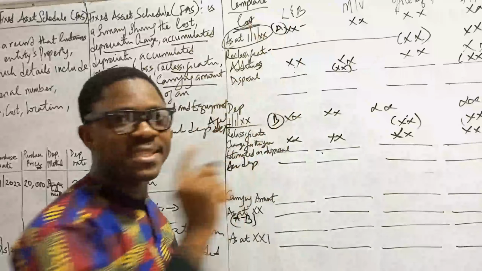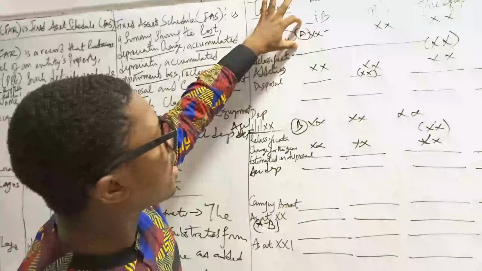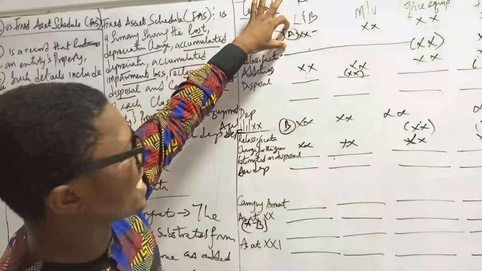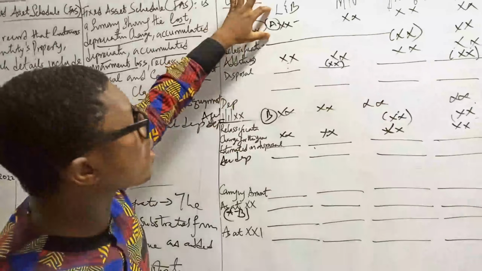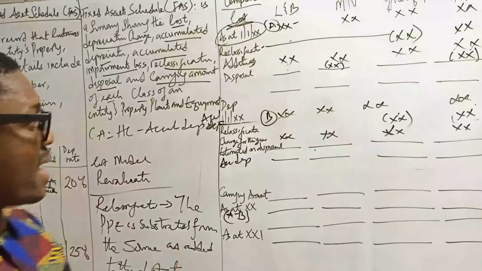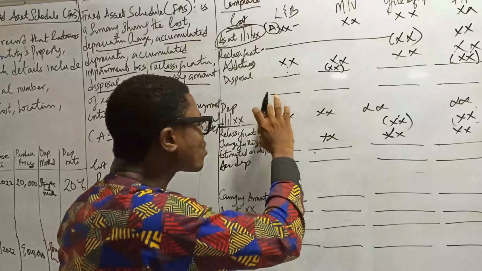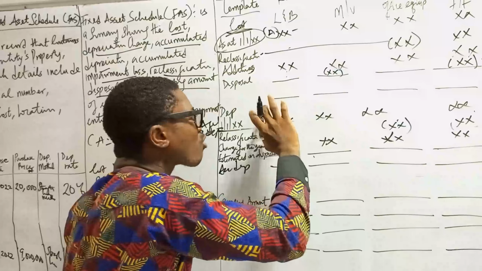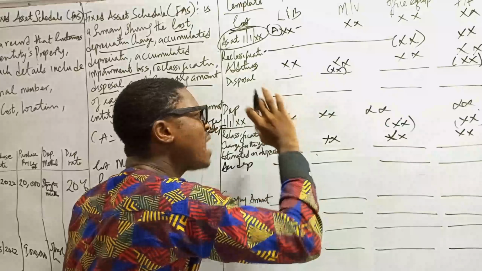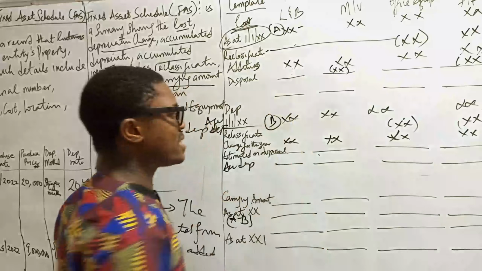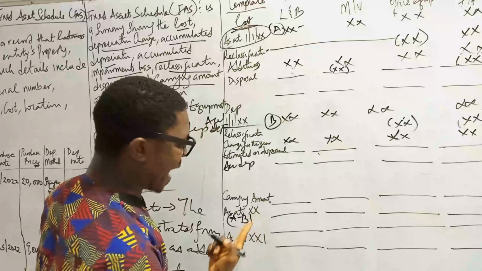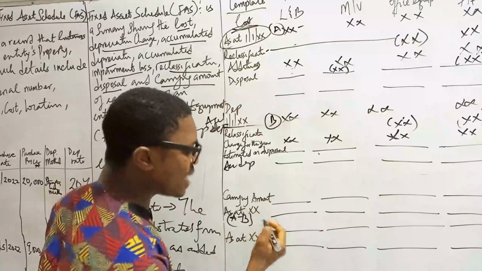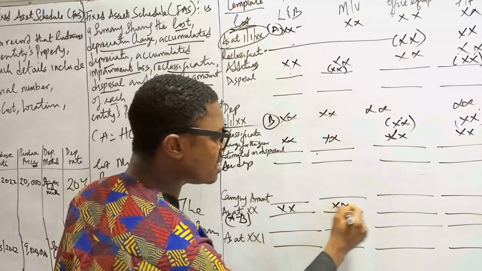Why is this my A, and this my B? It is so because this was my closing balance as at the end of last accounting year. This was the closing balance of my historical cost at the end of the last accounting year, and this was my closing balance of accumulated depreciation as at the end of the last accounting year. So that would help me at a glance to arrive at my carrying amount as at the end of last accounting year.